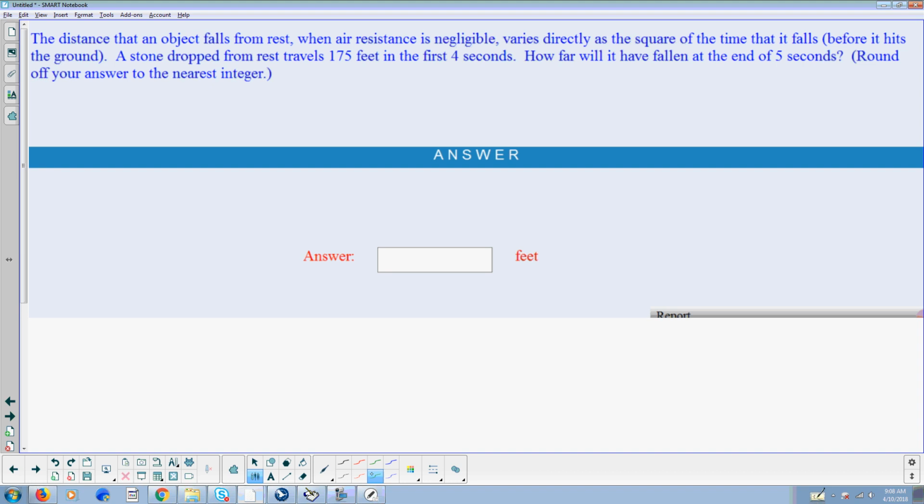This is a direct variation question, and we learned that with direct and inverse variation, it's really a 3-step process. Step 1, create the formula. That is described in the very first sentence. The distance that an object falls from rest when air resistance is negligible varies directly. So distance varies directly. Directly is going to mean k times something. Inversely is going to mean k divided by something. Distance varies directly, so k times the square of the time. So that's t squared.